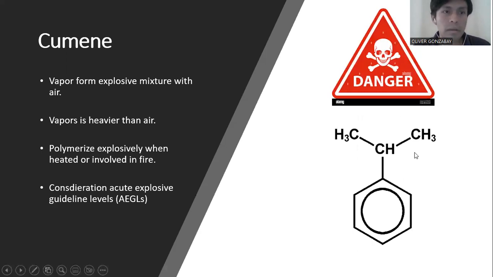Well, Cumene is the main chemical produced from the reaction of benzene and propylene, but its vapor forms an explosive mixture with the air, and the vapor is heavier than the air. It polymerizes explosively when heated or involved in a fire. Consideration of good explosive guideline levels is needed for decisions on the work or level of activity within the facilities of the plant.